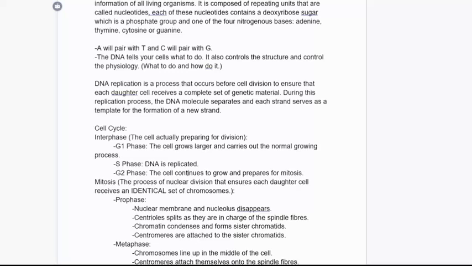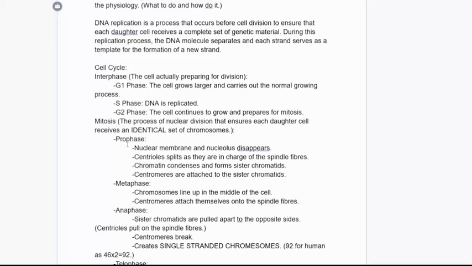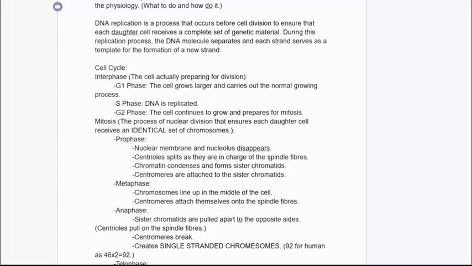And then mitosis is separated into four phases. Prophase, which is the nuclear membrane and nucleolus disappearing. This is the first phase. You will start to see that the membrane is gone, and now we have the spindle fibers, which are the things that the chromosomes are going to attach to.